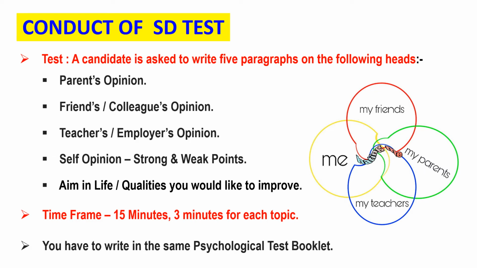In this test, the candidate is required to write 5 paragraphs in 15 minutes on what his parents' opinion, his friends' or colleagues' opinion about him or her. Third, his or her teacher's opinion; in case he or she is working somewhere, he or she is supposed to write her employer's opinion about him or her. Fourth, the self opinion. What does the candidate feel about himself or herself in terms of the strong and the weak points? And to conclude, what is the candidate's aim in life and what qualities the candidate would like to improve? The time frame is 15 minutes and you can safely write each paragraph in 3 minutes.